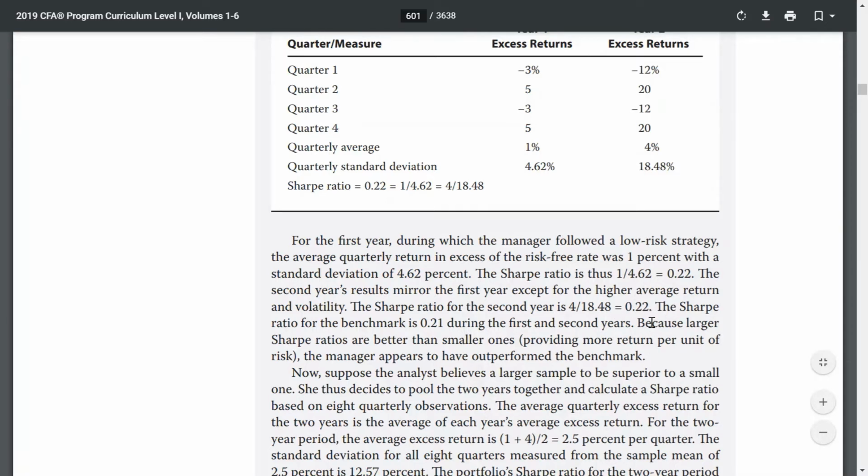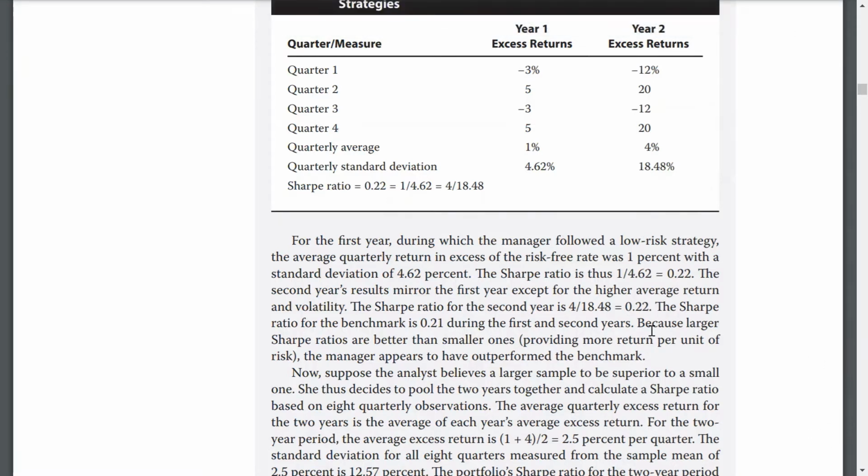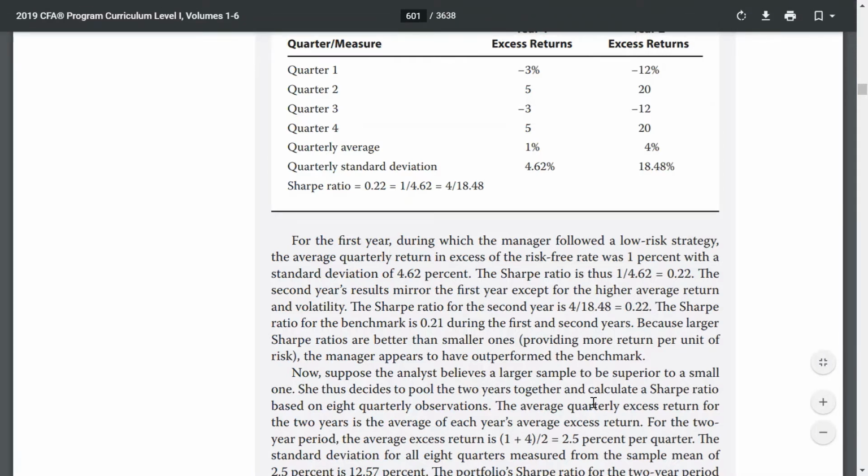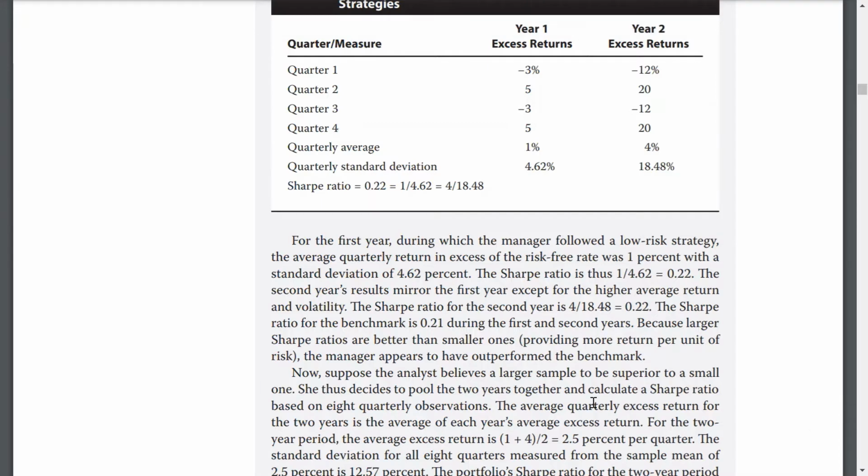The Sharpe ratio for the benchmark is 0.21 during both the first and second year. Because larger Sharpe ratios are better than smaller ones, providing more return per unit of risk, the manager appears to have outperformed the benchmark.